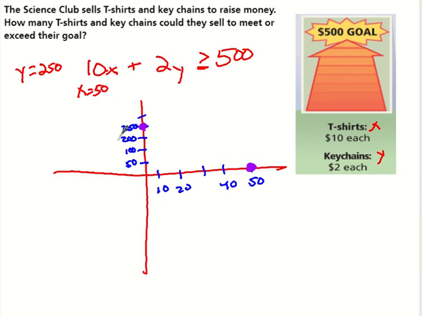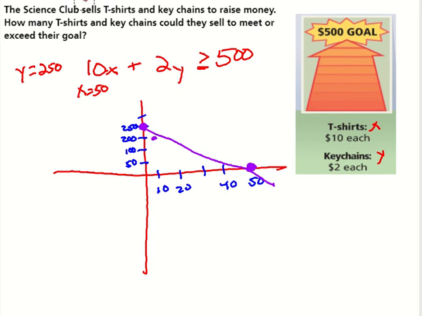So now I've got my 2 points. I'm going to connect them with a solid line because it has the or equal to symbol. So there's my solid line. Because I need it to be greater than or equal, I need to make more money than this line. If I were at this point here, if I sold 10 keychains and 200 t-shirts, that would not reach my goal. So I need to be above the line because I need to be greater than or equal to my line.